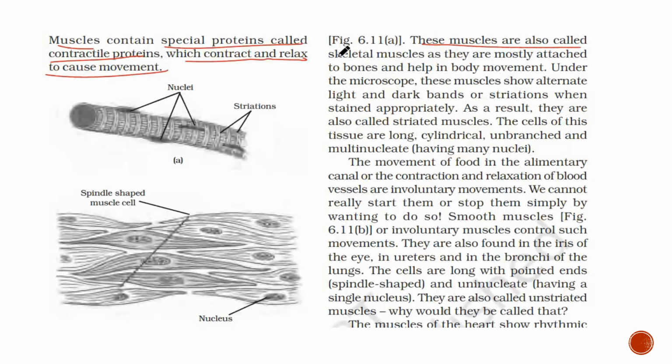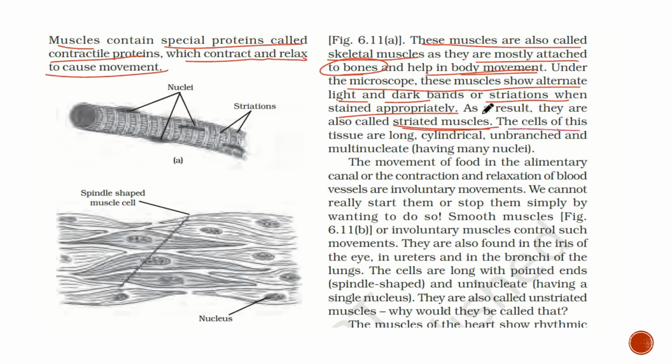Now there are certain muscles called skeletal muscles, as they are mostly attached to the bones and help in body movement and locomotion. Under the microscope these muscles show alternate light and dark striations or bands when stained appropriately. As a result they are also called striated muscles. So these skeletal muscles have another name: they are also called striated muscles.